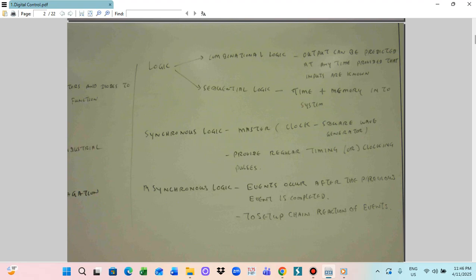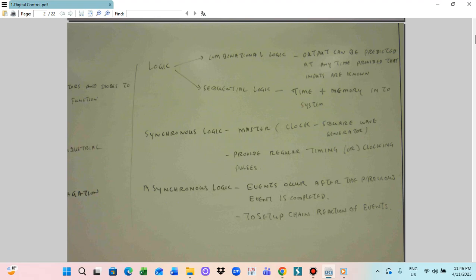So synchronous logic means that everything is synchronizing. It should work on time. So in synchronous logic we apply the master clock. Clock means the square wave generator that provides a regular timing of the clocking path. So synchronous logic includes the master clock, the square wave generator.